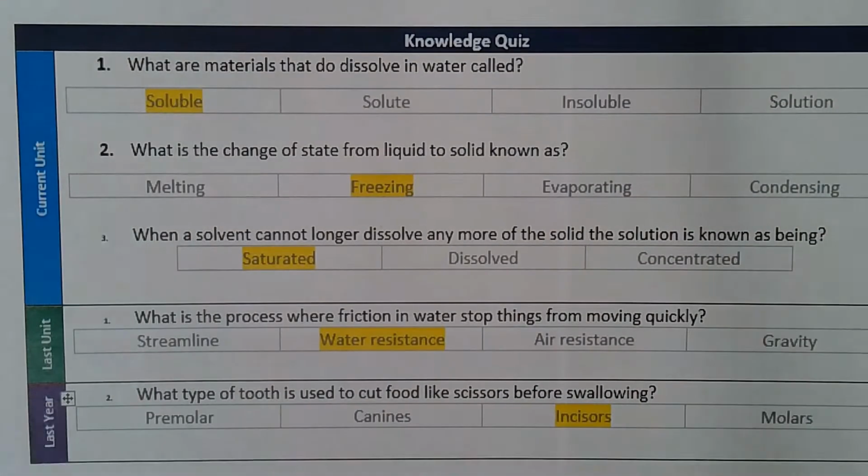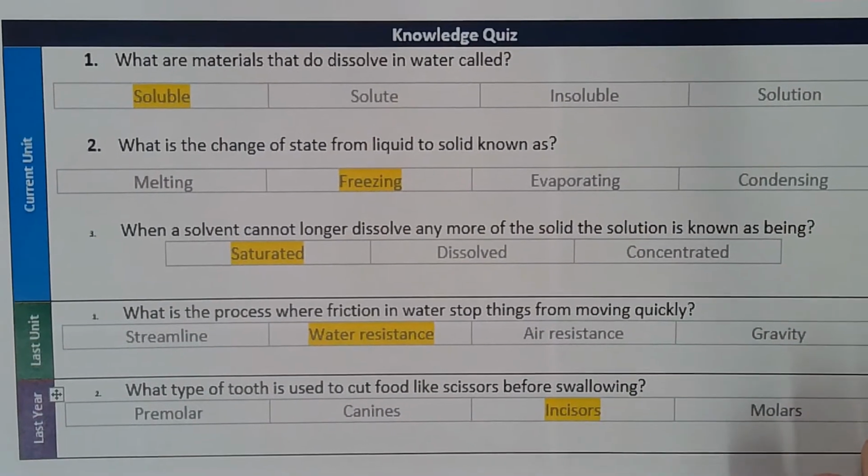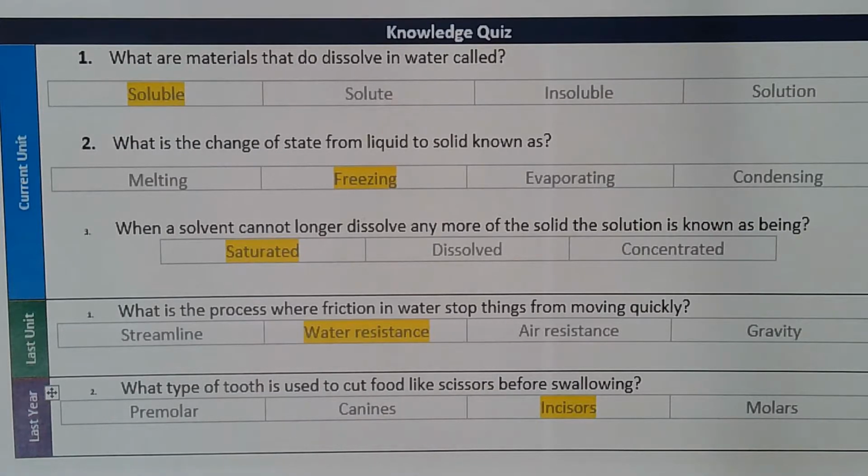So our current unit, like I said, is properties and change of materials. So what are materials that do dissolve in water called? They are soluble. What is the change of state from liquid to solid known as? It is freezing. Number 3. When a solvent can no longer dissolve any more of the solid, the solution is known as being what? It is known as being saturated.